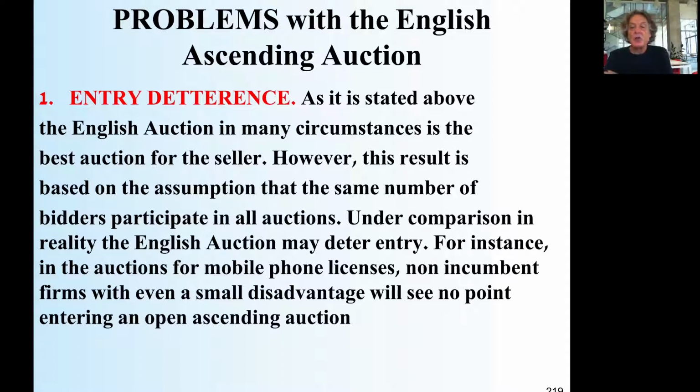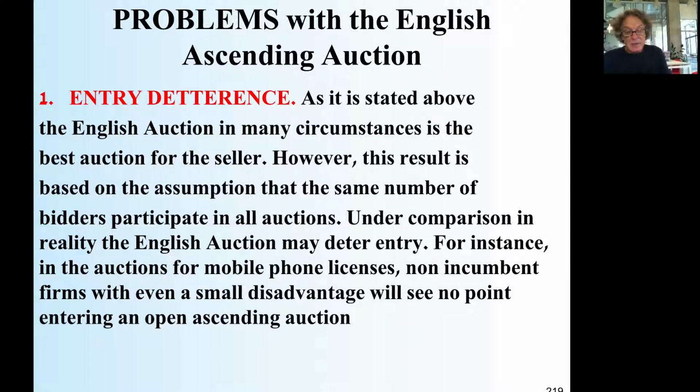Now, the problem with the English auction: entry deterrence. That's the big problem. Okay. As stated above, the English auction in many circumstances is the best auction for the seller. We're talking about risk neutral bidders. However, this result is based on the assumption that the same number of bidders participate in all auctions under comparison. In reality, the English auction may deter entry. For instance, in the auctions for mobile phone licenses, non-incumbent firms with even a small disadvantage will see no point entering an open ascending auction.